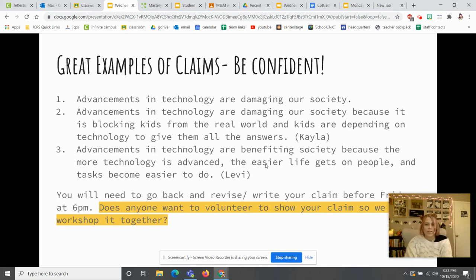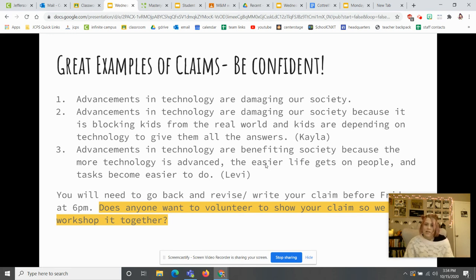Now let's look at Levi's claim, which is number 3. Advancements in technology are benefiting society because the more technology is advanced, the easier life gets on people and the tasks become easier to do. Perfect. I love it. So this one is the opposite side. This is benefiting.